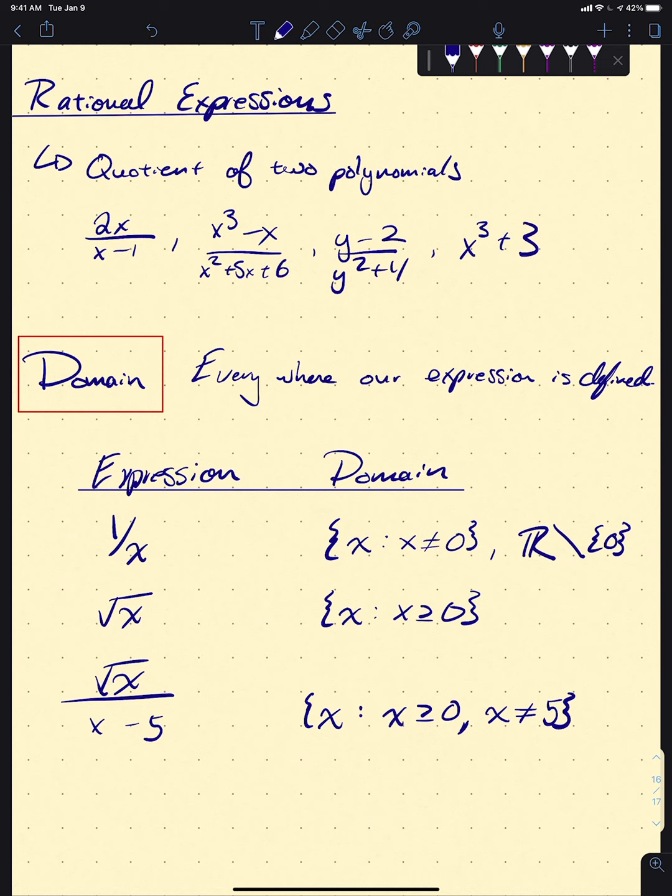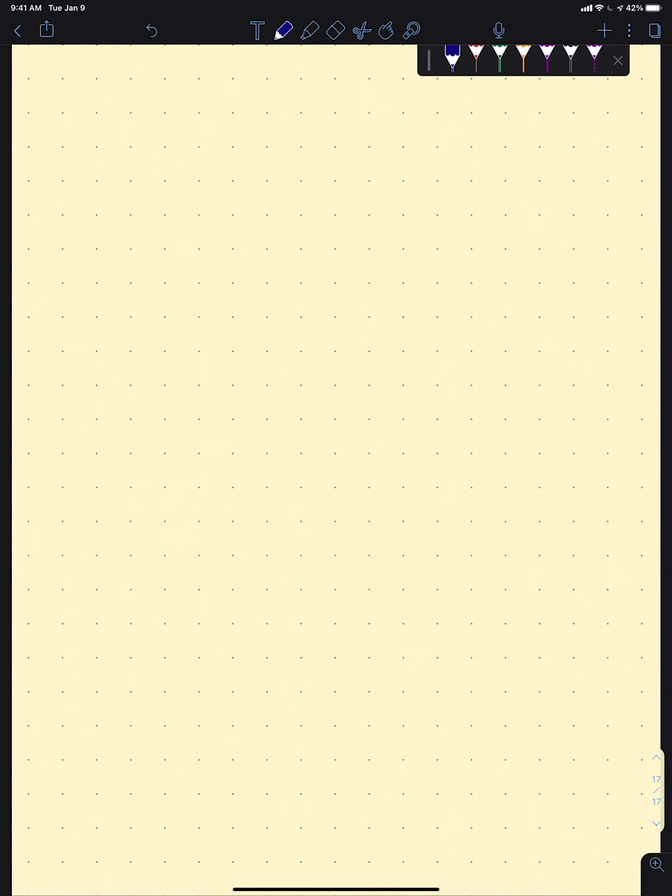Now that we've discussed domain, we can talk about combining these, right? We're going to actually do it the opposite way that we did polynomials. We're going to talk about multiplication first. And for multiplication, once again, it proceeds as we would expect, right? So let's do one quick example here.